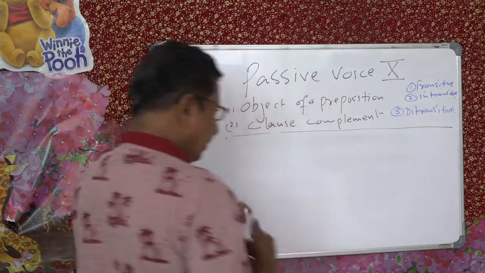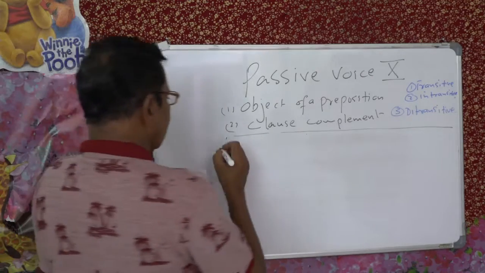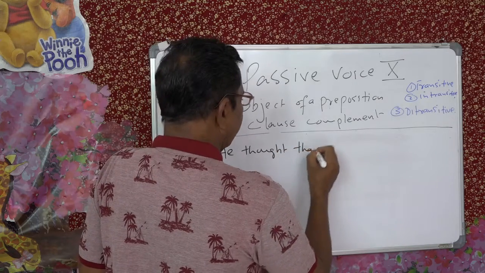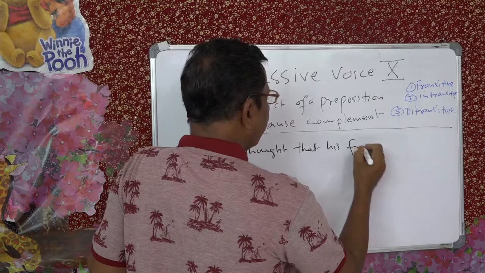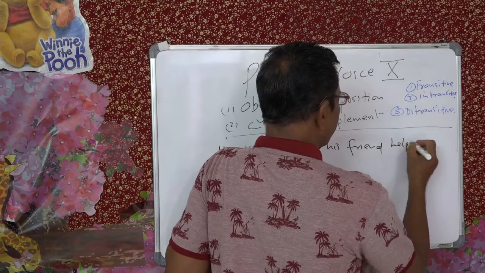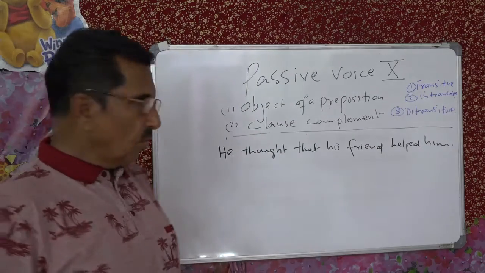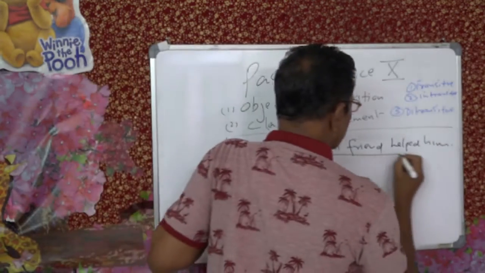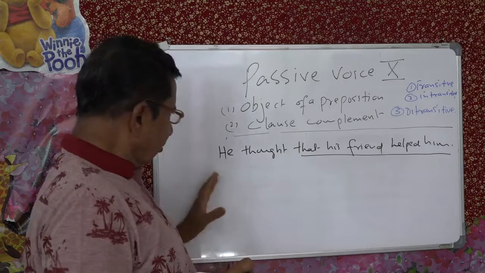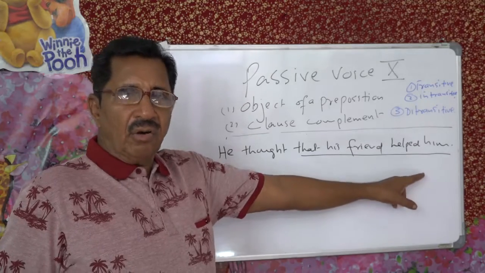A sentence like this: He thought that his friend did it. Suppose somebody thought that his friend helped him. His friend helped him. Now here, which is the object? The object is a complement, a group of words that completes a sentence. He thought what? That his friend helped him. The whole thing is the object.